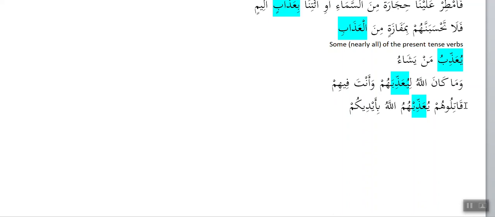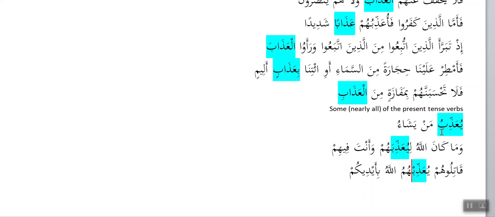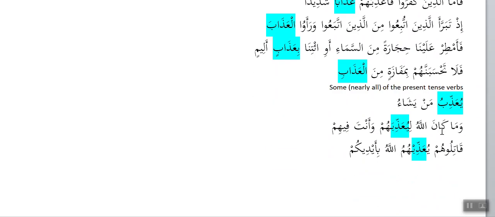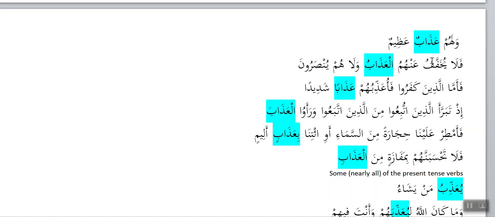So here يُعَذِّبُهُمْ, it has a sukun because it's in a state of jazm, and it's in a state of jazm because it is what we call jawab shart. So the answer to a condition. But you learn all of those rules in their own time. I'm just giving you examples and let you know what changing means.